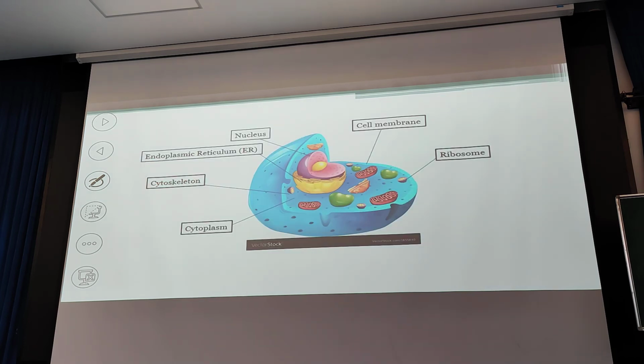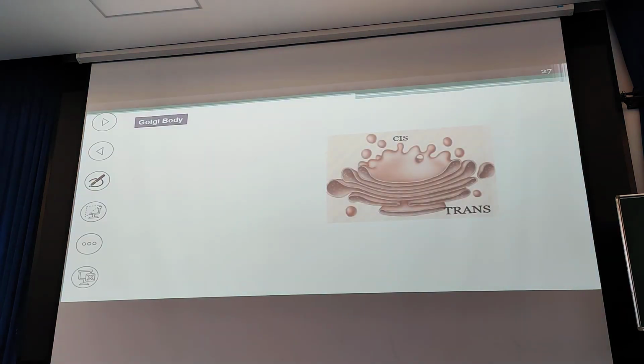The next part inside the body is the Golgi body, which I want to introduce. The Golgi body is made of flattened sacs, and it has two phases: a cis phase, or what we call the receiving phase, which receives vesicles from the other organelles, and a trans phase. So it receives in the cis phase and then releases in the trans phase.